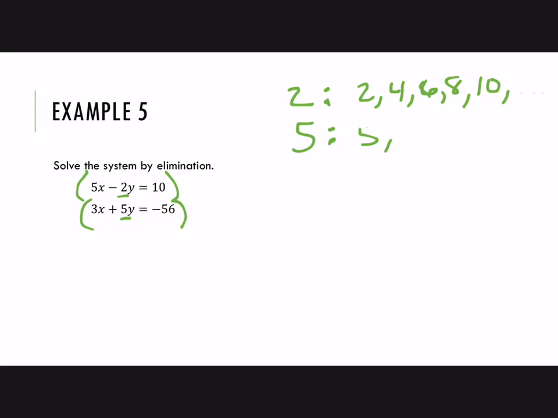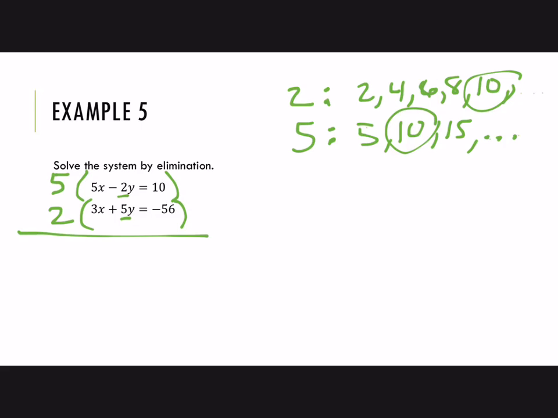Okay, multiples of 5: 5, 10, 15, etc. And then the least common multiple is 10. All right, so ultimately I want to try to get the 2 and the 5 to be a 10. So if I multiply the first equation by 5 and the second by 2, those are the numbers needed to make 10s.